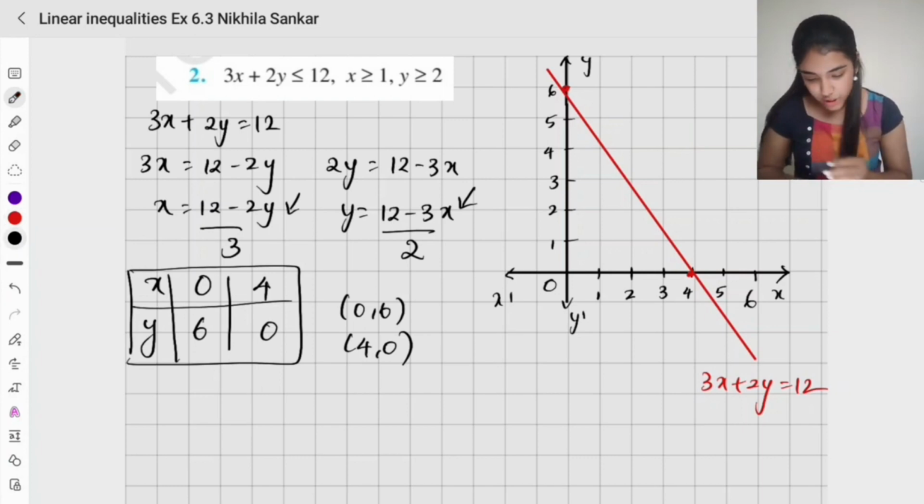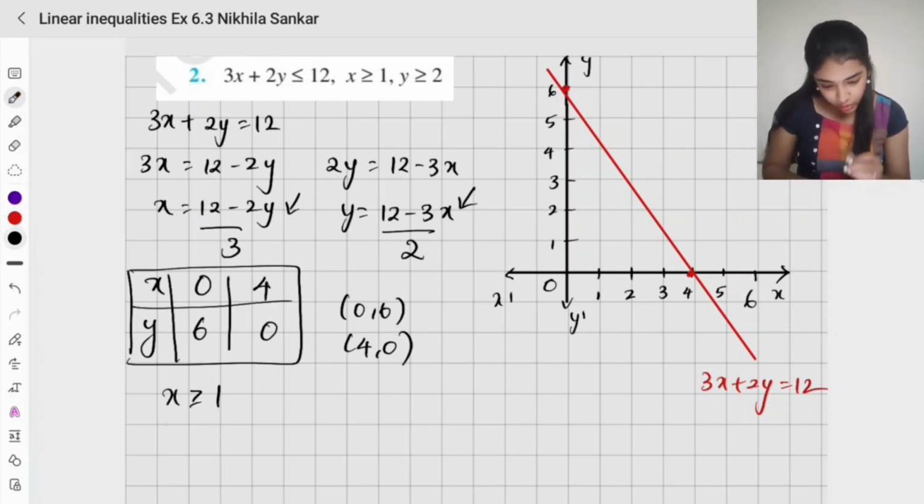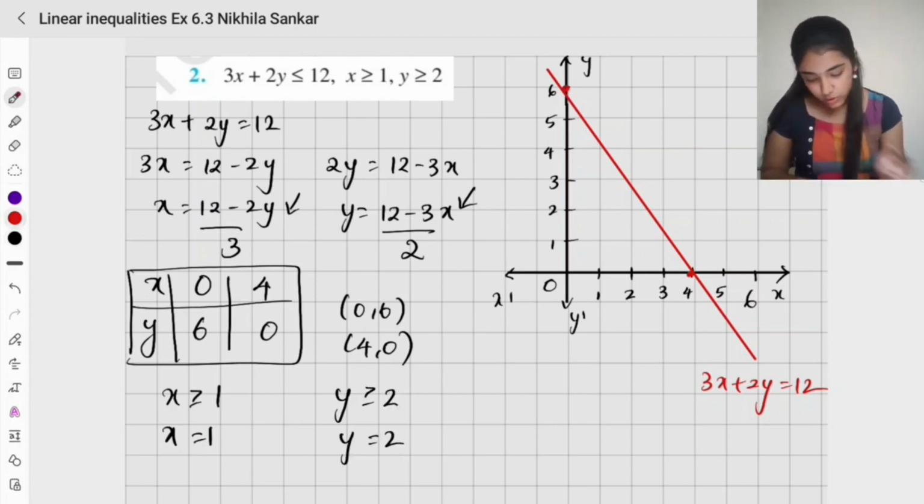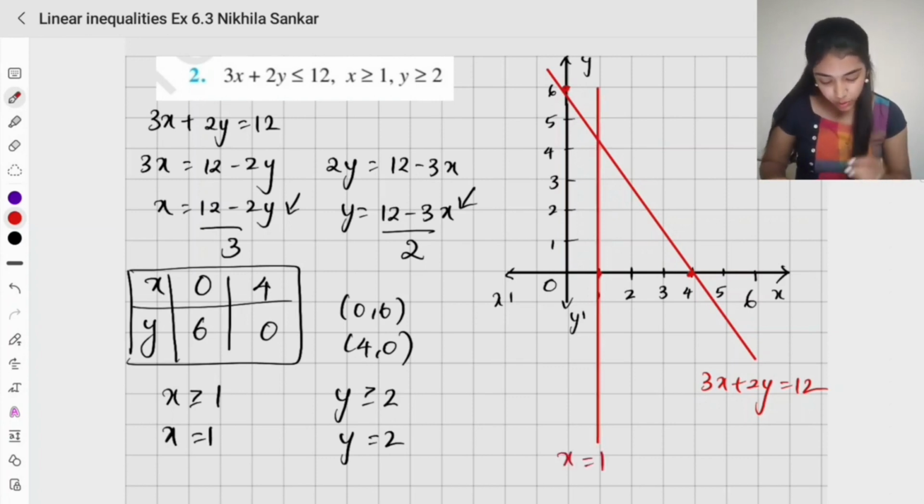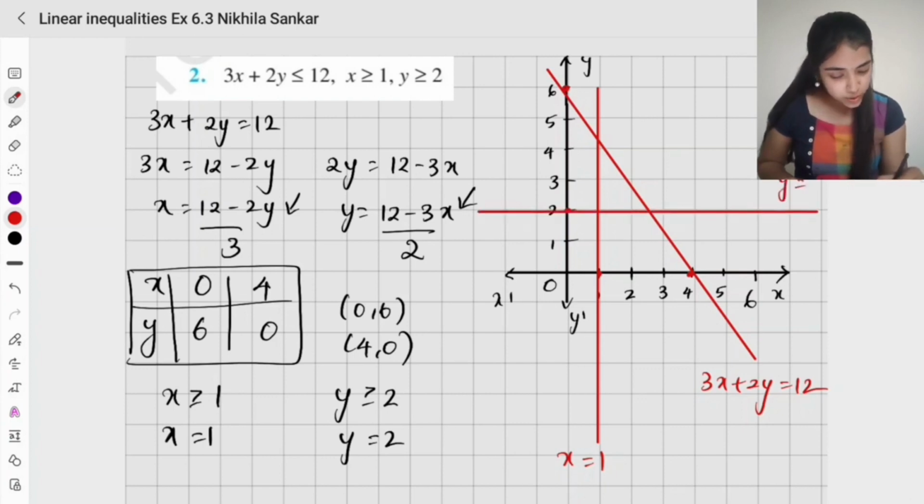And what are my other equations? X greater than or equal to 1, which means x is equal to 1. Y greater than or equal to 2, which means y equal to 2. Now we need to draw the graph for both of these. X is equal to 1 is going to be this particular point. So no matter what my value of y is, it is always going to be 1 for all the values of y. So this is x is equal to 1. Where is y is equal to 2? It is this particular point. So y is equal to 2 is going to look like this.